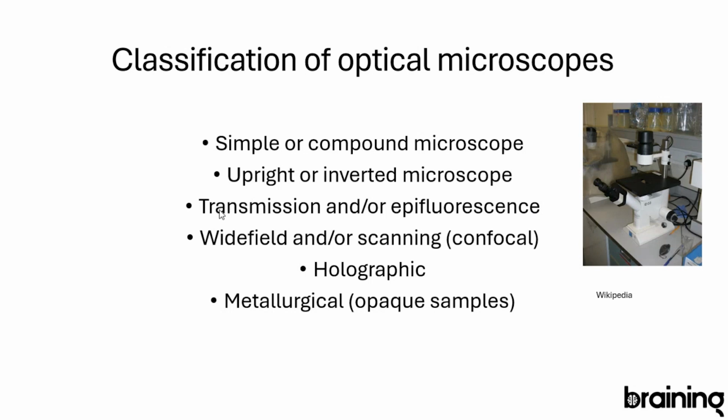Usually most of the microscopes work in those two modes. We can also have, when we think about collecting the image, a wide field or scanning microscope. And the example of such a microscope is the confocal microscope. Other types are the holographic microscope, which gives us a kind of real-time 3D images of the specimen, and specialized microscopes, let's say for opaque samples, which are used in the metallurgical industries or in geological investigation.